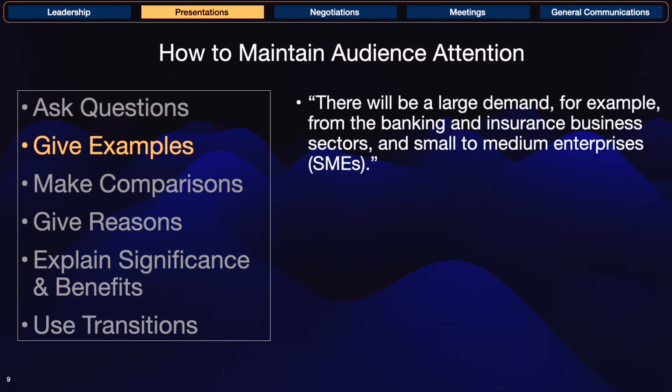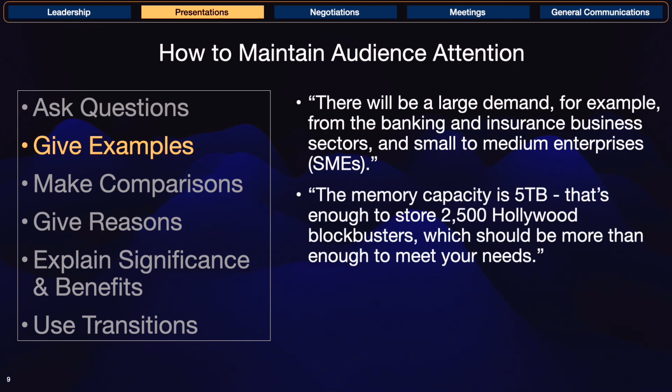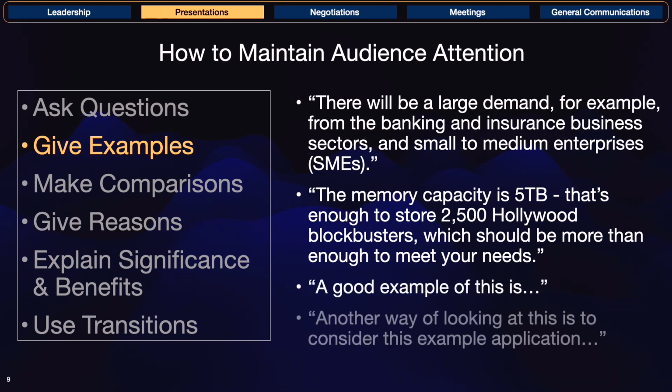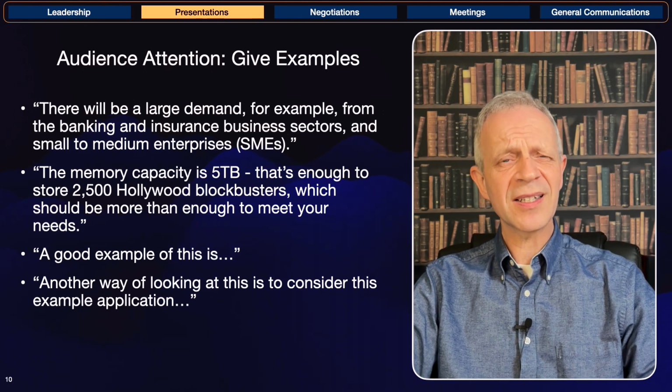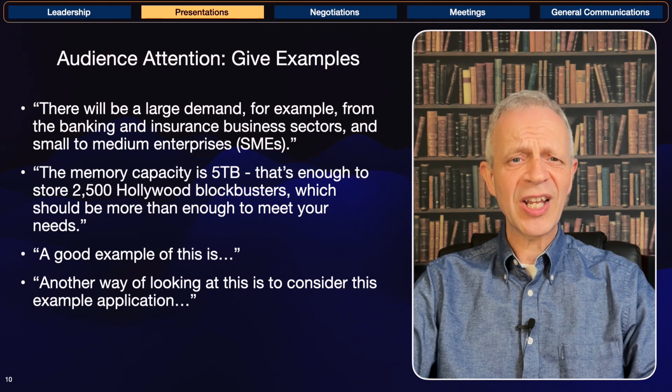Here's one, an example of an example. There will be a large demand, for example, from the banking and insurance business sectors and small to medium enterprises, or SMEs. The memory capacity is 5 terabytes. That's enough to store 2,500 Hollywood blockbusters, which should be more than enough to meet your needs. A good example of this is, or another way of looking at this is to consider this example application. Again, what we're saying here is give examples so that the audience can better understand your information and they can connect to it better.